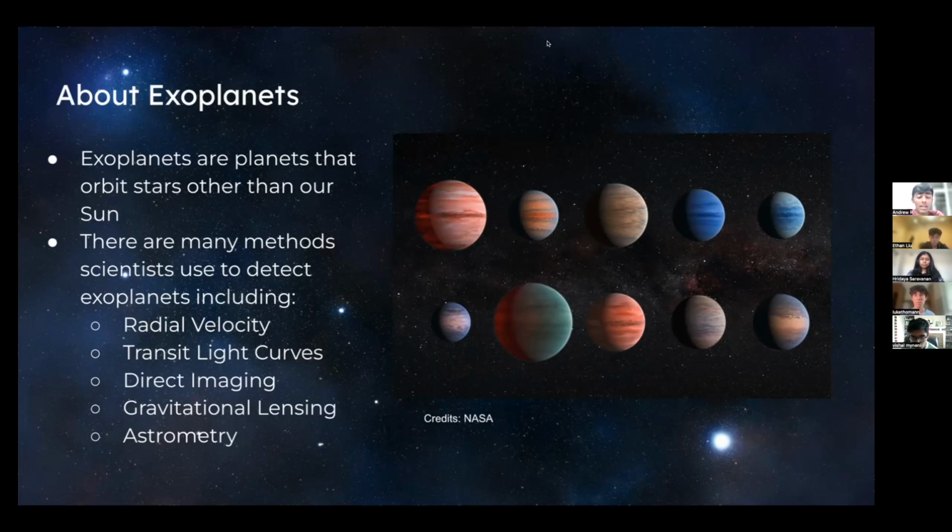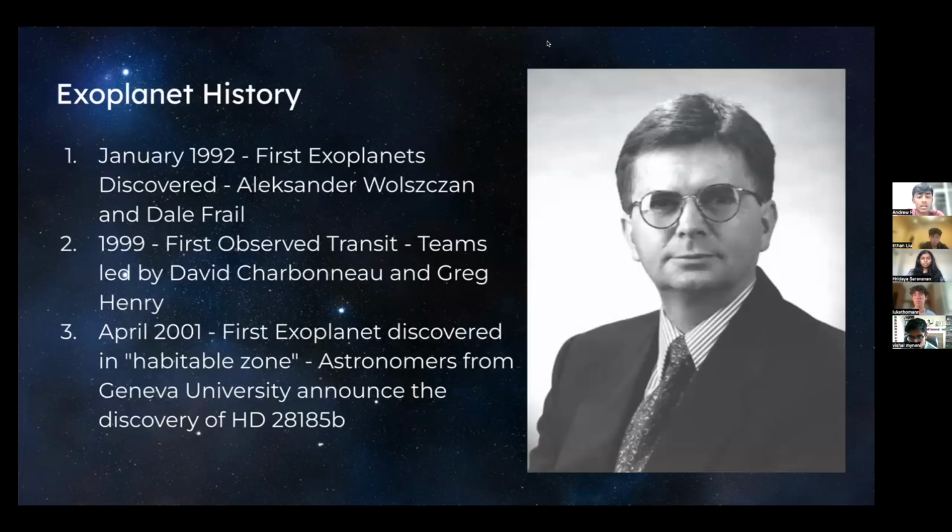Let's move on to the exoplanet history. In January 1992, the first exoplanets were discovered by Wolszczan and Frail. In 1999, we observed the first transit, independently led by Charbonneau and Henry. And lastly, in April 2001, the first exoplanet was discovered in the habitable zone. Now, this is the zone where it's not too hot or too cold for life, and conditions are, at least for life as we know it as humans, just right to facilitate life. Next slide.